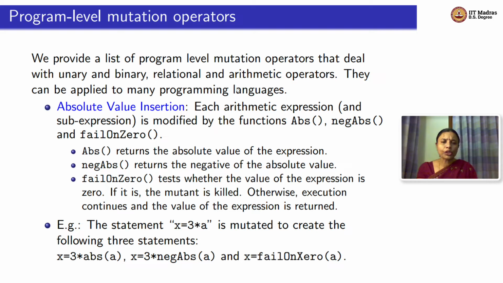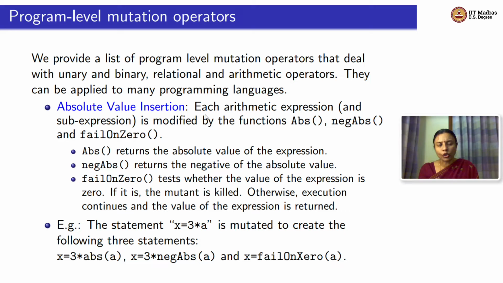The first kind of mutation operator is what we start here. So suppose we had an arithmetic expression. If you look at this last bullet here, it gives you an example. So you had a statement like x is equal to 3 into a as a part of the code of your method or your function. Maybe the programmer intended to write x is equal to minus 3 into a, or x is 3 into minus a. We don't know. So there are mutation operators that modify arithmetic expressions by inserting absolute value.